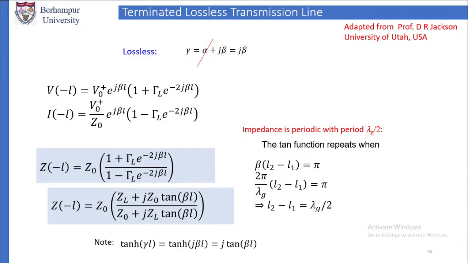Now, if you look at this, we can find that the impedance is periodic, with a period lambda g by 2. How? Now let us prove that. How is it periodic with period lambda g by 2? Z is a function of tan. So Z is a tan function, and we know that the tan function will repeat itself periodically. What is the period in which the tan function repeats? The period for repeating the tan function is pi. Every pi.